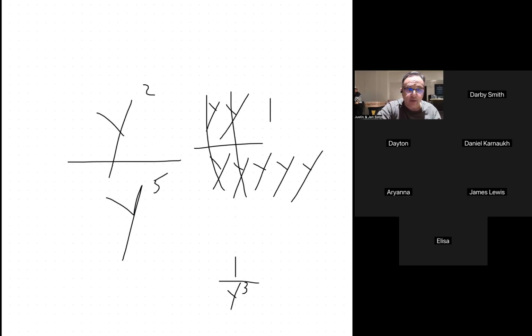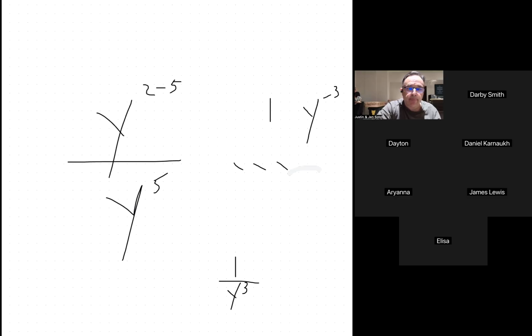Or we could do it this way: 2 minus 5, y to the negative 3. But you can't have a negative exponent, so you rewrite it as 1 over, invert it, and when you do that, you take that negative exponent and you make it positive.